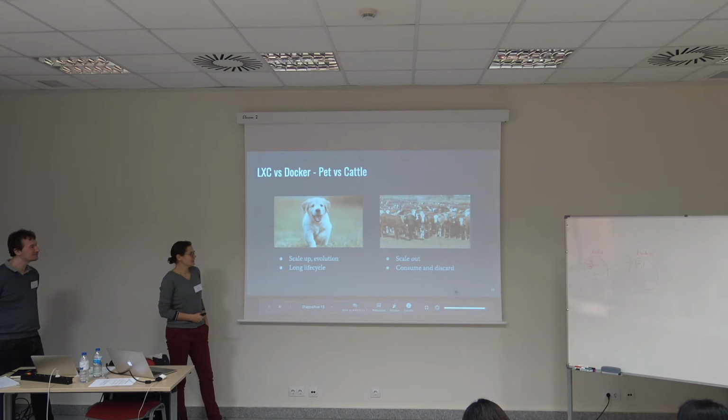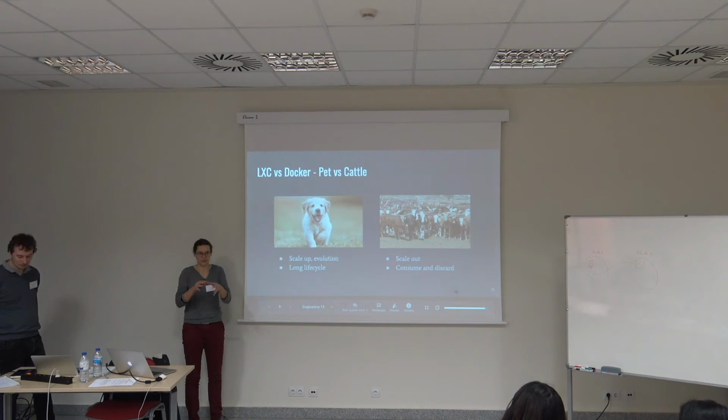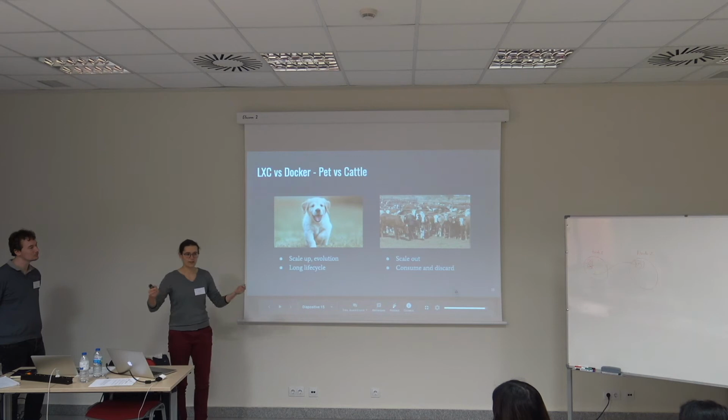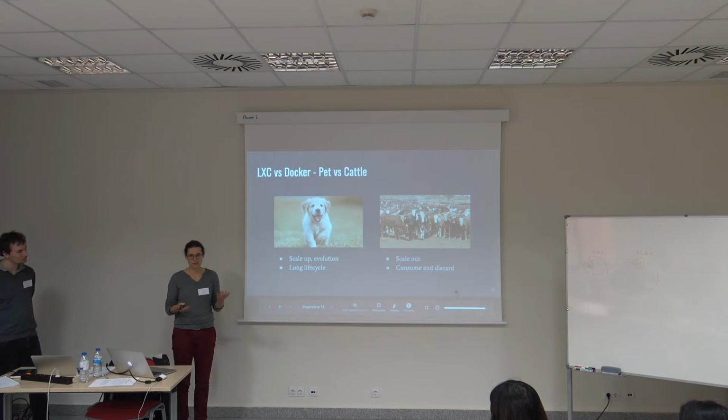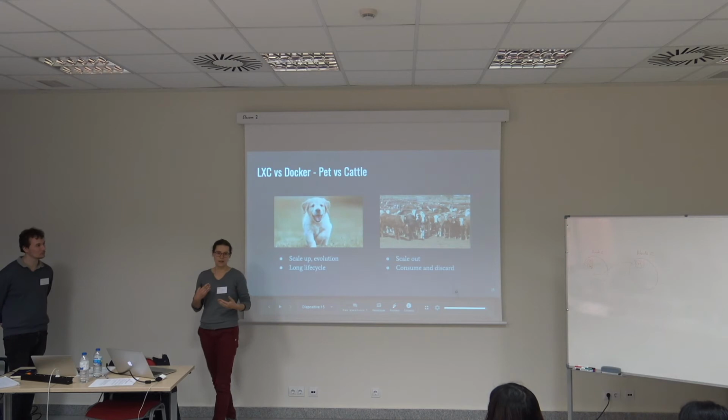So the idea with the pet is more to scale up, to make it evolve through time, and it's almost like a virtual machine. It's an operating system that you want to keep. While in Docker, it's much more scale-out. You have applications, you have services, and you package them into containers, and then you launch and consume the container, and when the application ends, the container ends. And you have many of them. So it's two kinds of containers with different philosophies, even if with LXC you can do the cattle, and with Docker you can do the pet. But initially it was two different visions of containers.